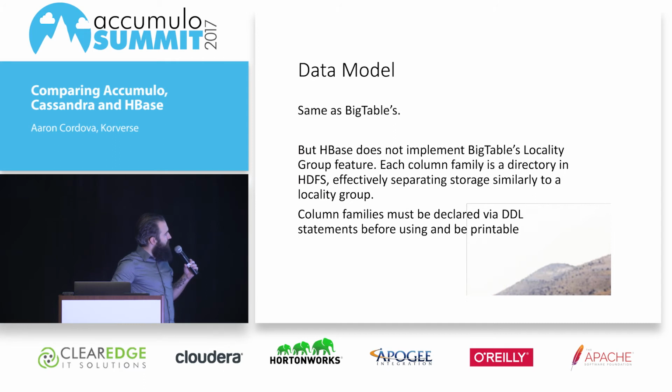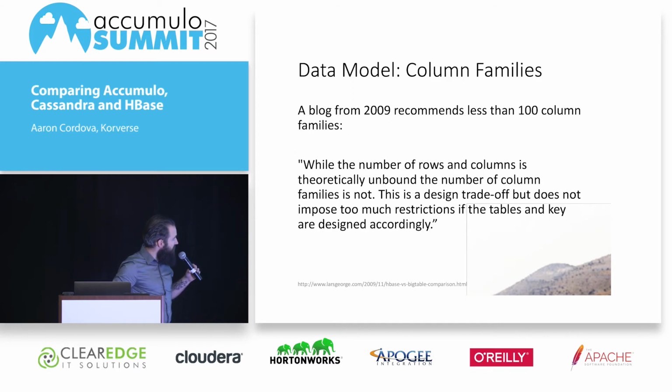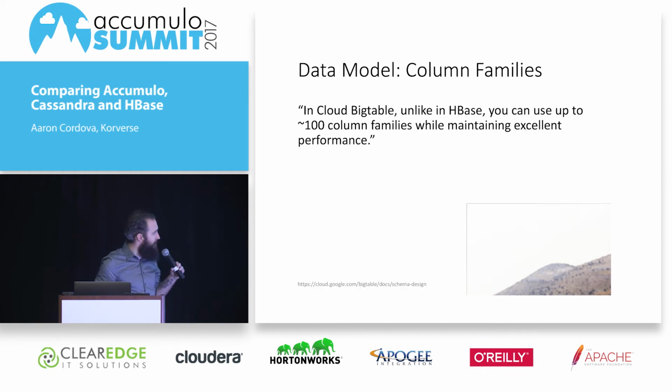Data model's the same, except for a big glaring feature, in my opinion, which is HBase doesn't implement locality groups basically at all. Each different column family is like a locality group. So you can't have multiple column families per locality group, and you can't really have that many locality groups. I was reading about this, and you have to declare them up front. I was reading about this back in 2009. Someone was like, you probably want to have less than 100 column families. And then Google's Bigtable says, unlike in HBase, you can use up to 100 column families while maintaining excellent performance, implying that HBase doesn't perform well around 100 column families, which I thought was interesting.